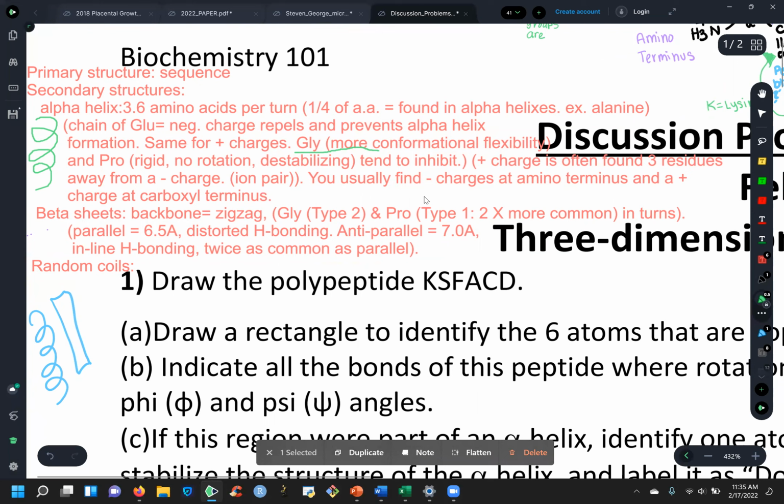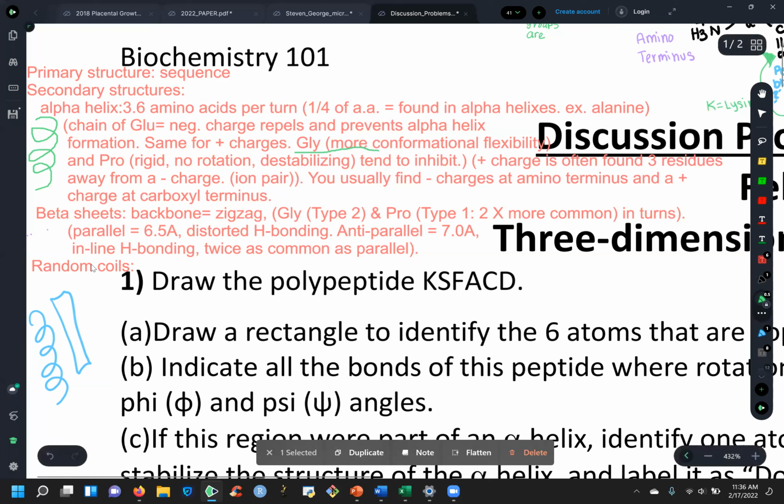You usually find negative charges at the amino terminus. So we know that for a chain of amino acids, you have the amino end, which is the beginning, and then you have the carboxy end, which is the end, right? So at the beginning, the amino terminus, you usually find negative charges. And then towards the end, you'll find a positive charge or positive charges, okay? So remember, if they give you this on the exam, they're just going to give you lines of letters, and you have to determine, is this an alpha helix or a beta sheet? That's why you have to have your rules memorized, okay?